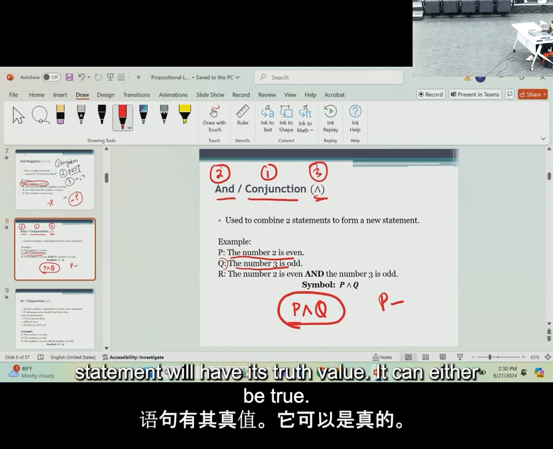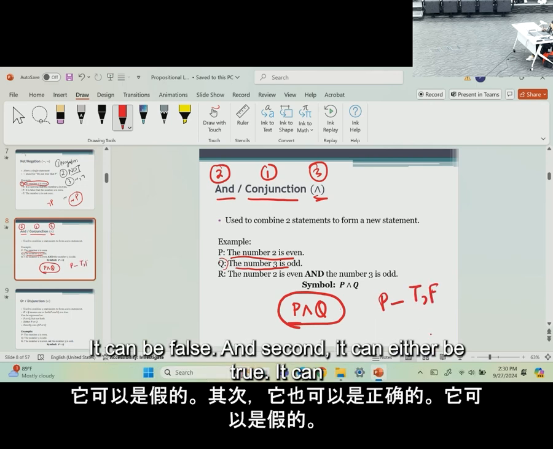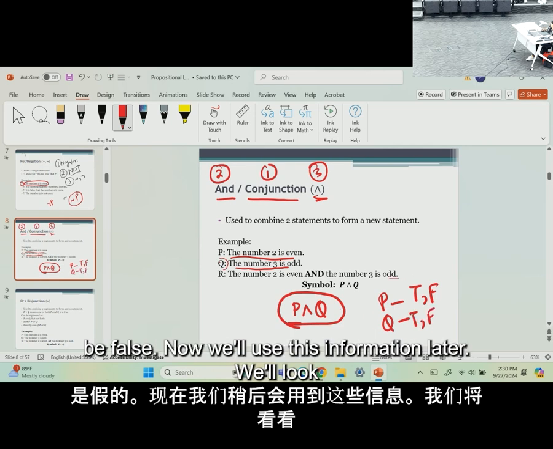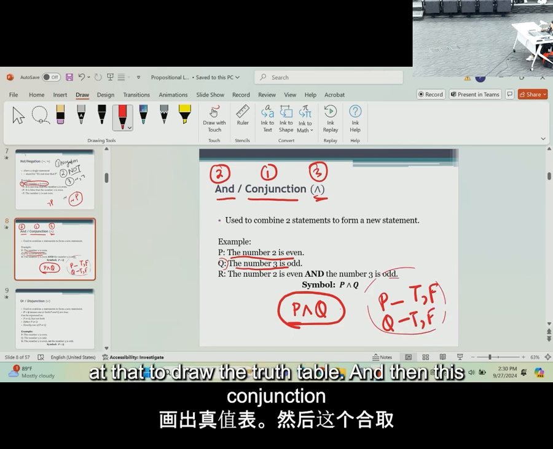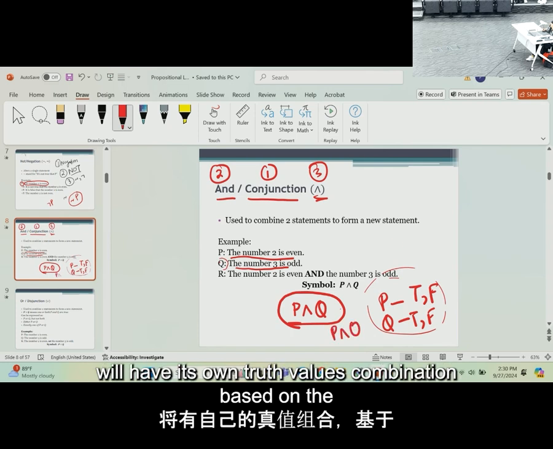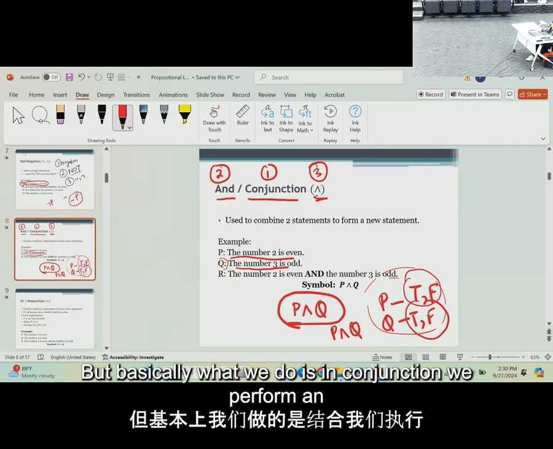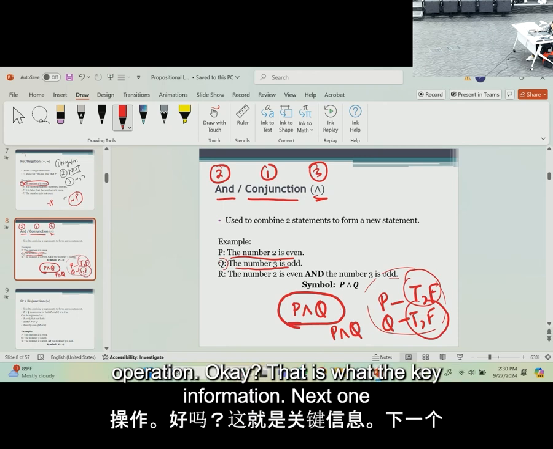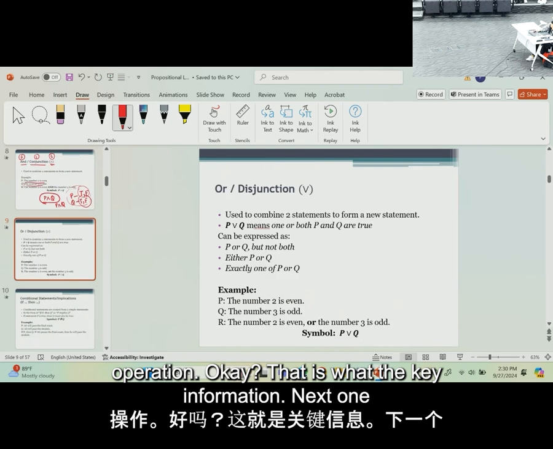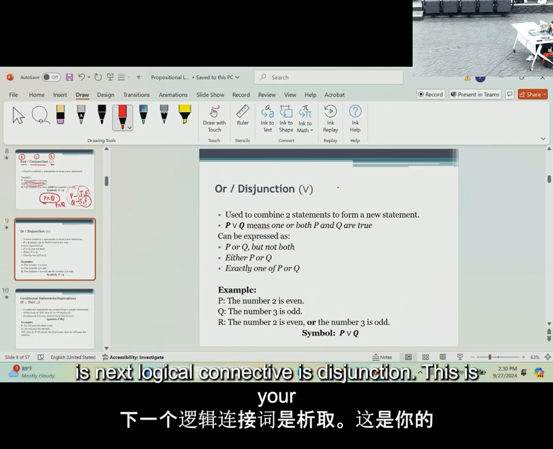So this is your conjunction, and this statement will have its truth value. It can either be true or false, and the second can either be true or false. Now we will use this information later to draw the truth table, and then this conjunction will have its own truth values, based on the combinations of these two statement variables. But basically, in conjunction we perform the AND operation. That is the key information.